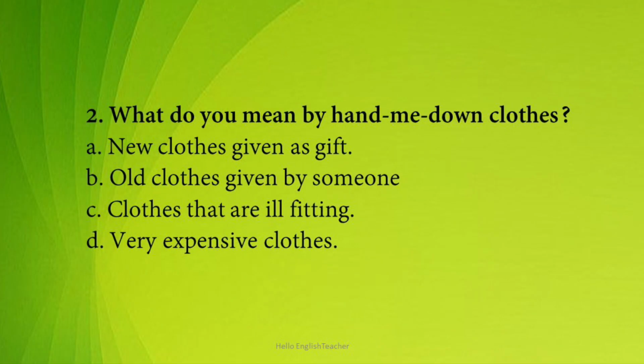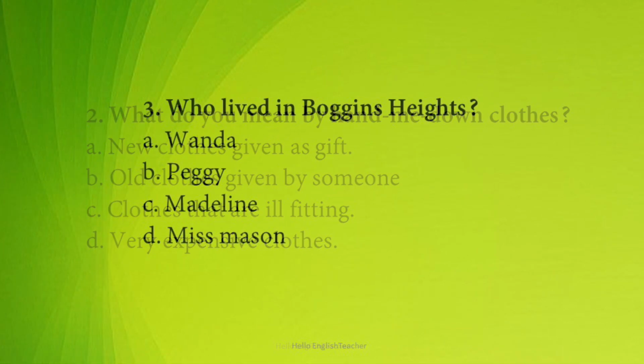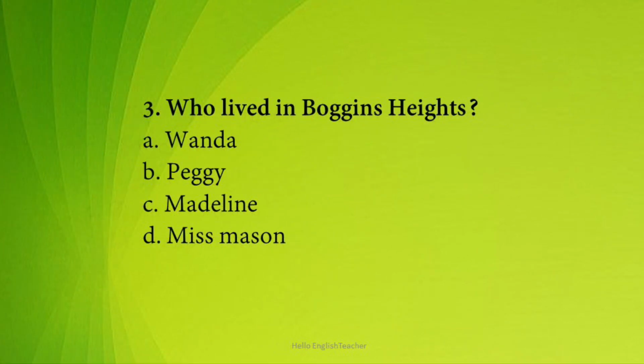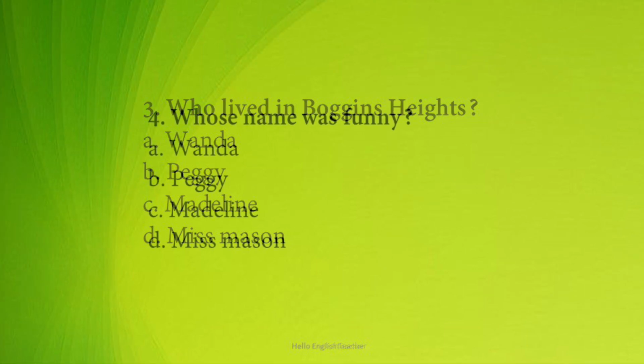Question number 2. What do you mean by hand-me-down clothes? New clothes given as gift, old clothes given by someone, clothes that are ill-fitting, very expensive clothes. So, the answer is B, old clothes given by someone. It's called hand-me-down clothes. So, question number 3. Who lived in Boggins Heights? Wanda, Peggy, Madeline, or Miss Mason? So, Wanda lived in Boggins Heights.